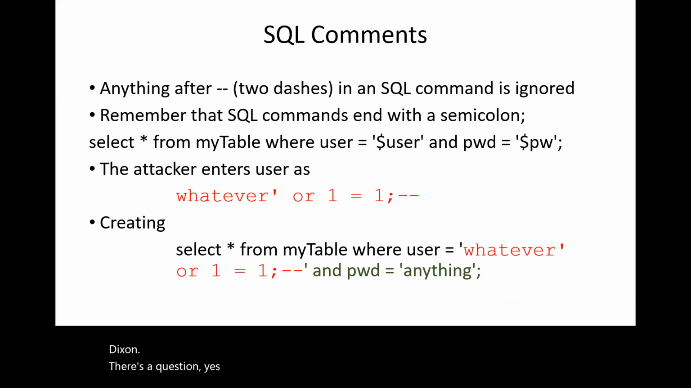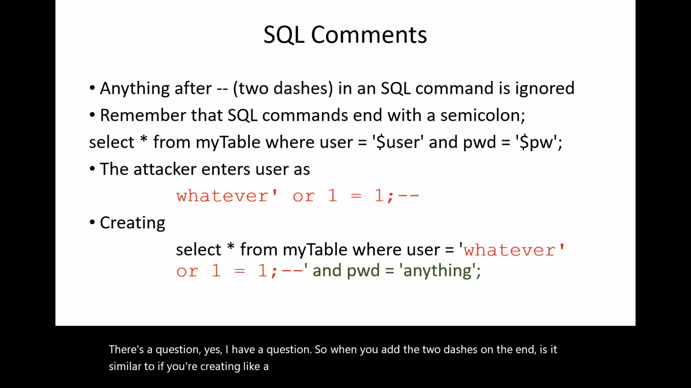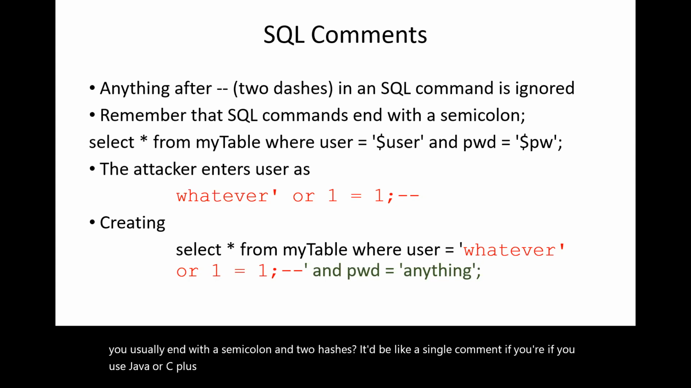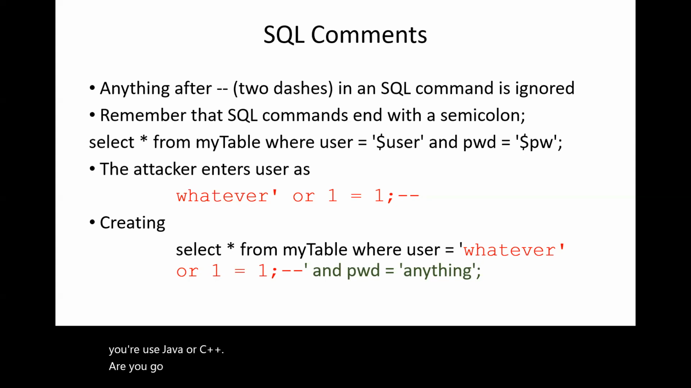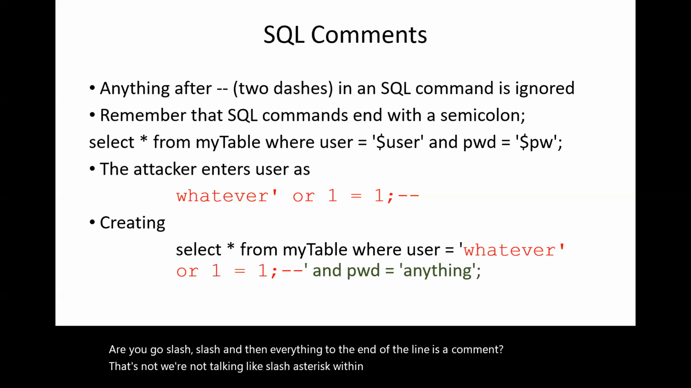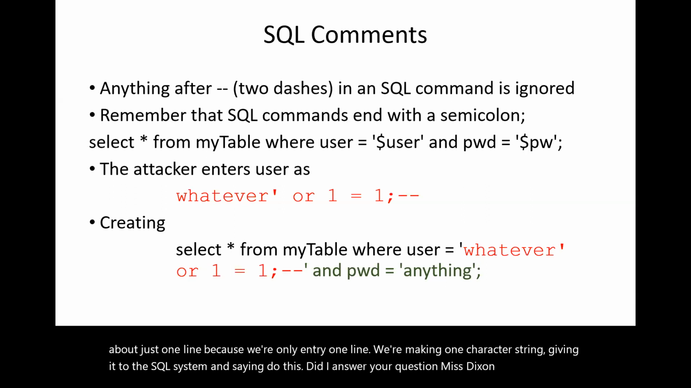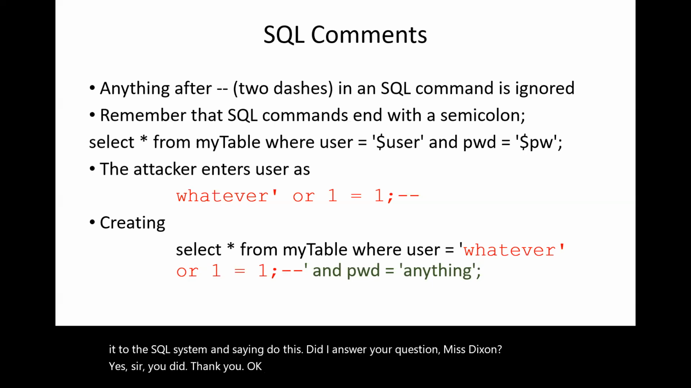Yes, I have a question. When you add the two dashes on the end, is it similar to creating a multi-line comment or a single comment, or is that how you usually end with a semicolon and two hashes? It'd be like a single comment. If you use Java or C++, you go // and then everything to the end of the line is a comment. We're not talking about slash asterisk and a multiple line comment. No, we're talking about just one line, because we're only entering one line, making one character string, giving it to the SQL system and saying, do this. Did I answer your question? Yes, sir, you did.